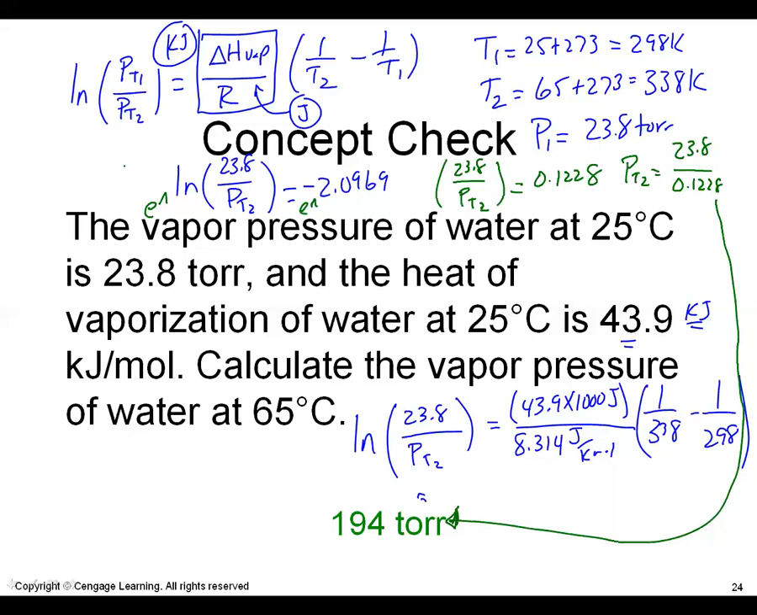The ones that go together. So in this case, the 23.8 went with the 25 degrees Celsius. So I called those ones 1, but I could have called them both 2s. Again, as long as you keep those numbers together.